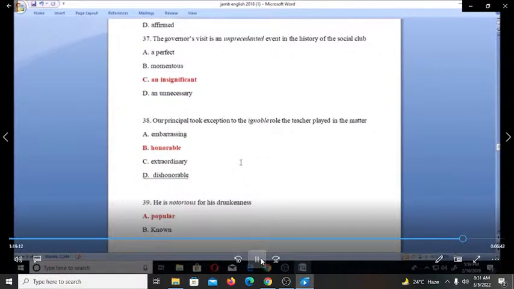38. Our principal took exception to the ignoble role the teacher played in the matter. What is the opposite in meaning to ignoble? Is it A, embarrassing, B, honorable, C, extraordinary, D, dishonorable? The answer is honorable. Honorable is the opposite of ignoble.